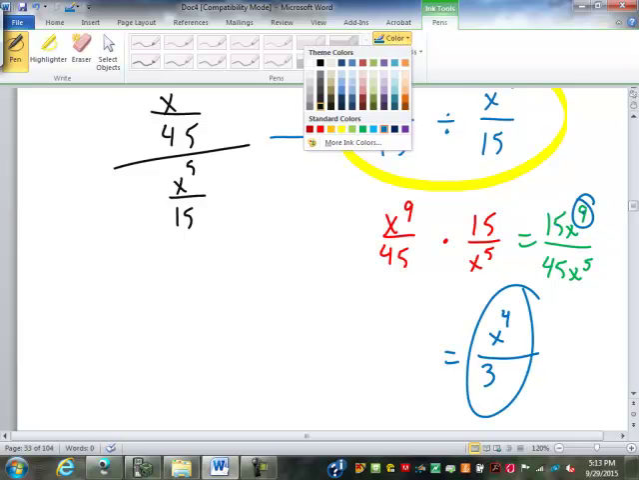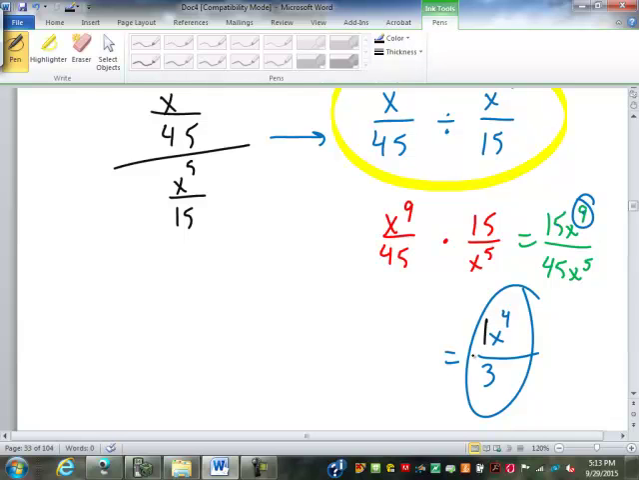Yes? If we put 1x on the test. If you put 1x to the 4th over 3, that's fine. Any questions?